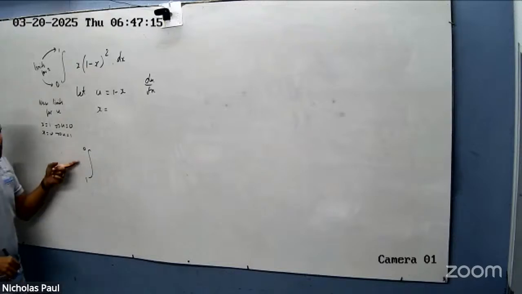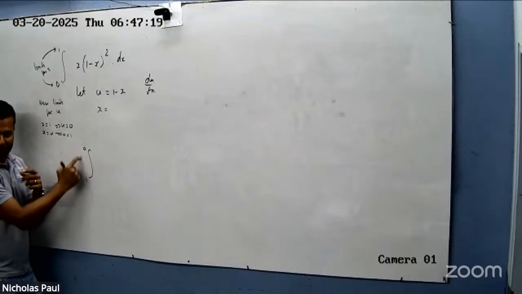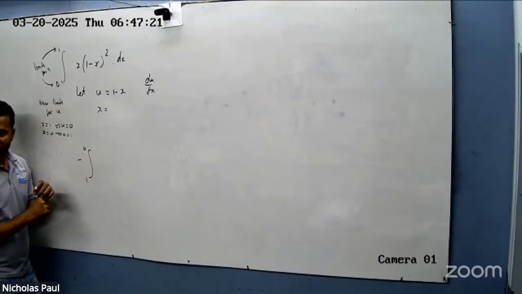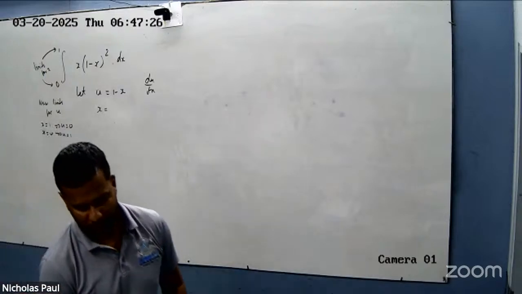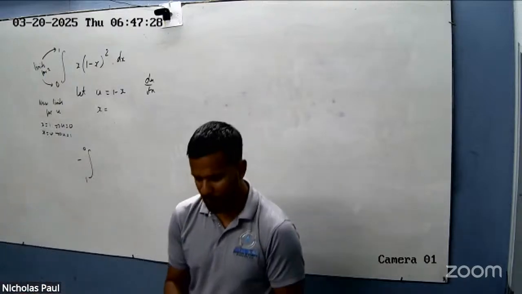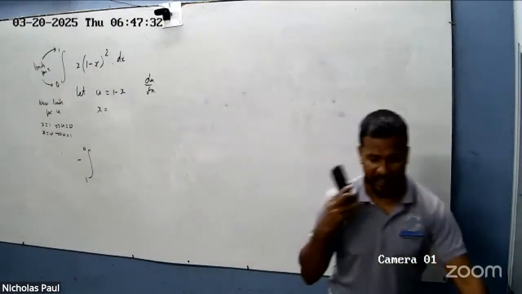Why are you putting the minus sign here? Putting the minus sign because the limit's upside down, right? It's supposed to be high then low. Try that, please. Yes, that's like what we were doing now, right?